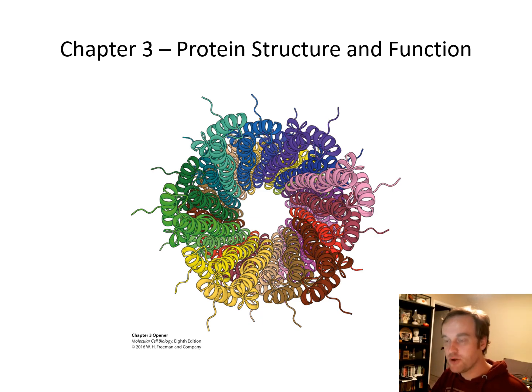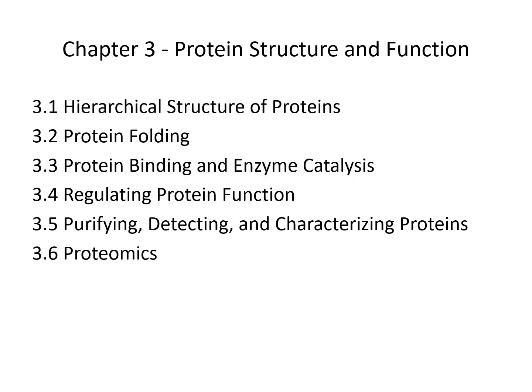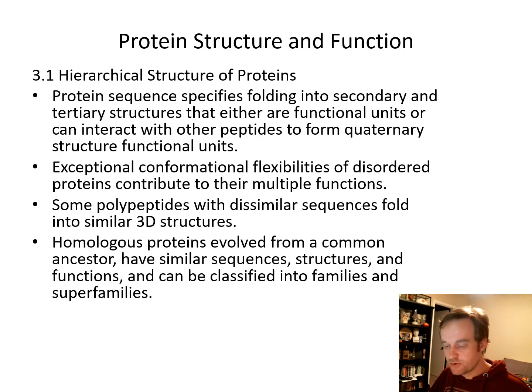Welcome to Chapter 3, where we're going to talk about protein structure and their function. So the actual sequence of the proteins, meaning the amino acids that make them up, specifies the folding into secondary and tertiary structures such as alpha helices and beta sheets, etc. And these are either functional units or can interact with other peptides to form quaternary structures. So multiple helices and beta sheets can form these larger structures with multiple subunits.